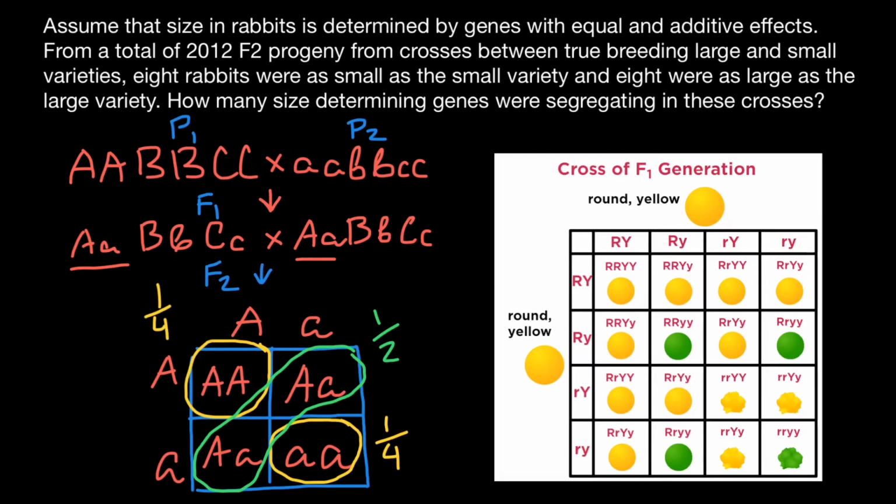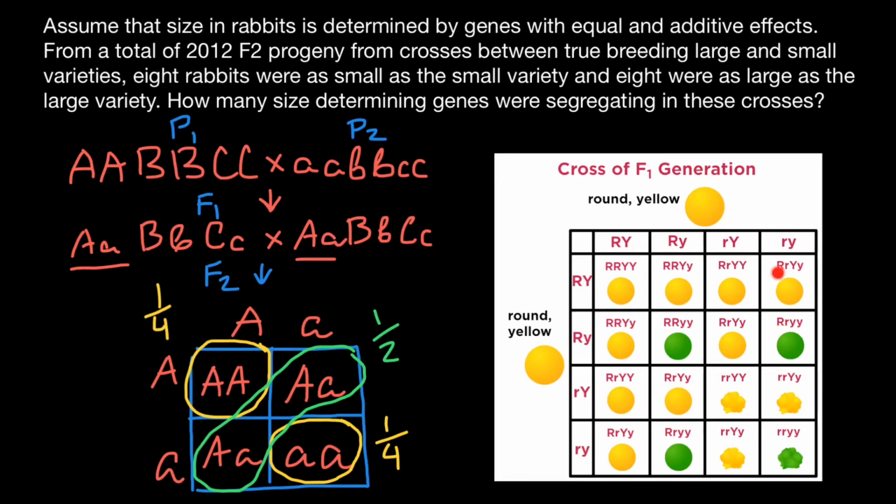Let me explain one more time. For example, if a dominant allele would add 10 centimeters to the height of the rabbit, so this genotype would produce a rabbit that is going to be 40 centimeters tall. And let's say that a recessive allele adds just 5 centimeters. So here we are going to have an animal which is going to be 35 centimeters tall. And this animal is also going to be 35 centimeters tall. And this animal is going to be 30 centimeters tall.